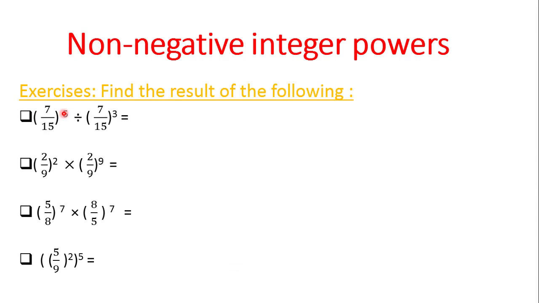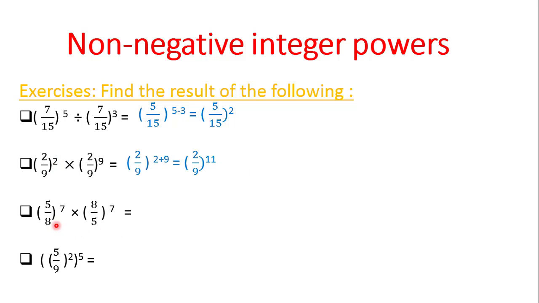The next one, we have a division operation, 7 over 15 to the power 5 divided by 7 over 15 to the power 3. The same base, division, so subtract powers. So we will get 7 over 15 to the power 2, because 5 minus 3 is 2. The next one, we have the same base also, 2 over 9 and 2 over 9, but a multiplication operation. So I'll add the powers: 2 over 9 to the power 2 plus 9, which is 11.